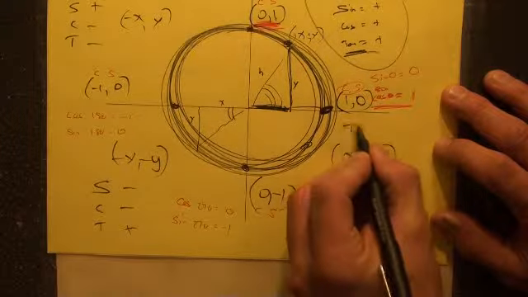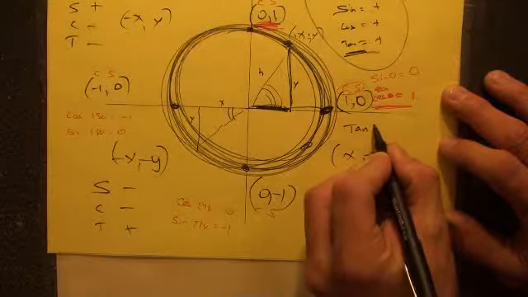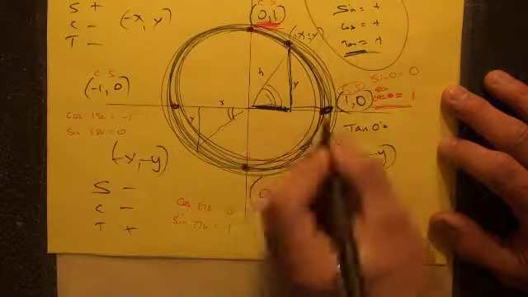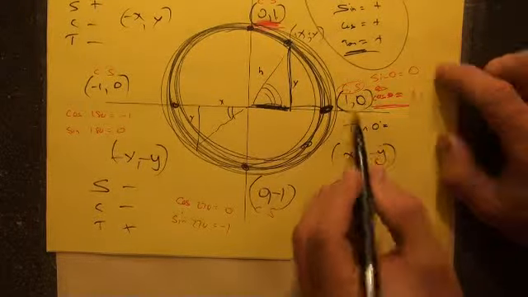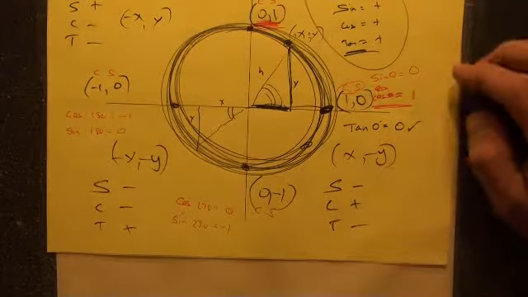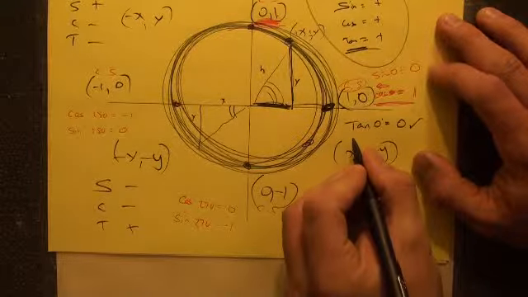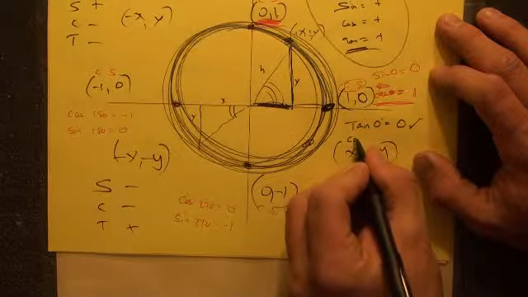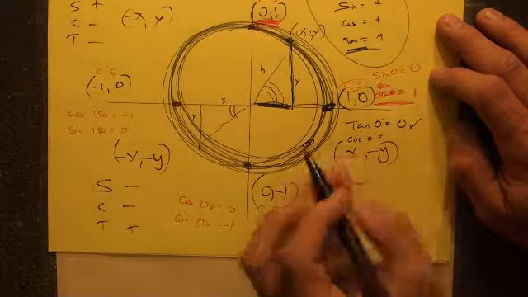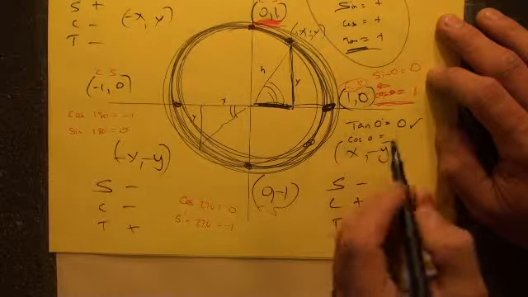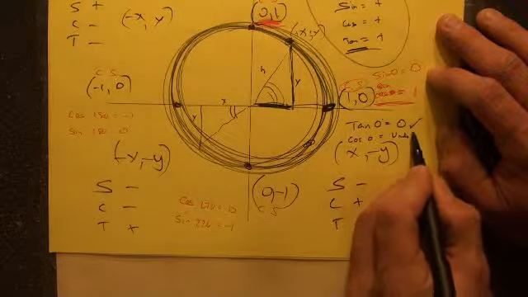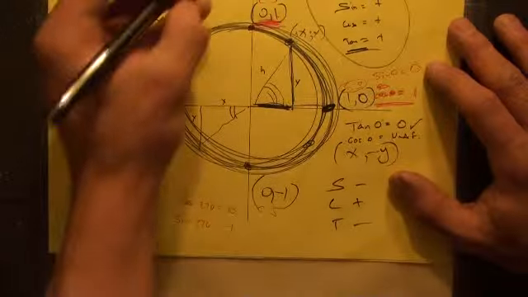So let's take a look here. Tangent of 0 degrees, or tangent of 360 or 720, would be sine over cosine, which would be 0 divided by 1, which is 0. All right? What does that mean about cotangent of 0? Just to throw that out there. Instead of it being 0 over 1, it'd be 1 over 0, which would be what? Undefined.